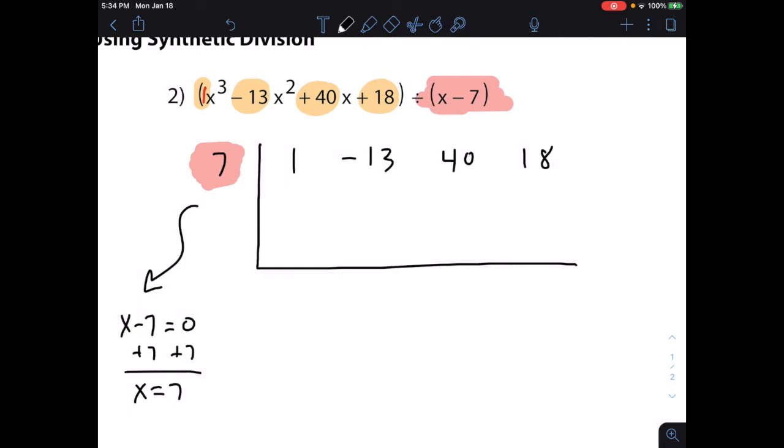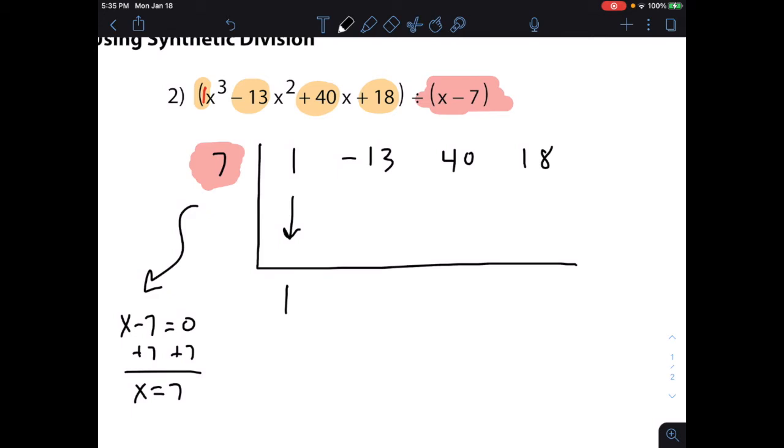These are the two main steps to set up a problem for synthetic division. We have to identify the coefficients and the constant, and then we have to find the number we're going to use on the outside of the division symbol. Once we have that, we can start the process. And here's how the process works. Number one, we're always going to bring down the first number. So that 1 is there, we're just going to bring it down and put it right there.